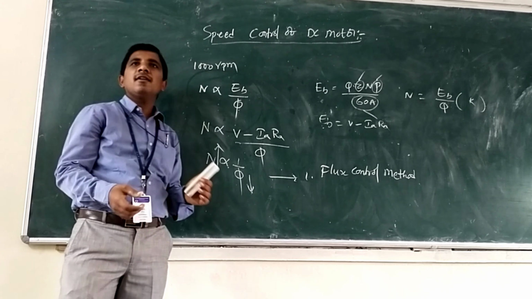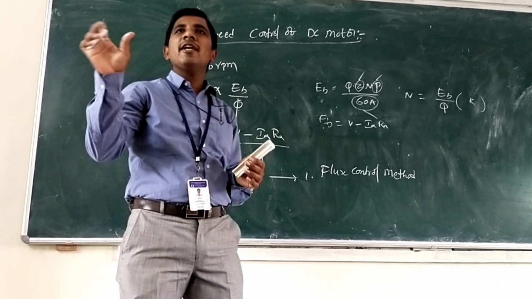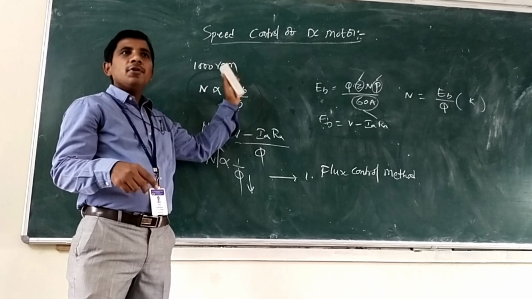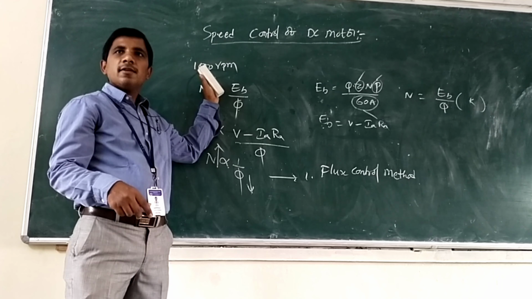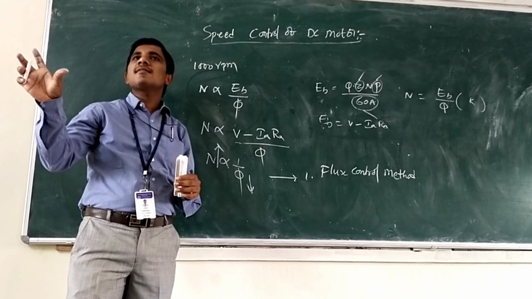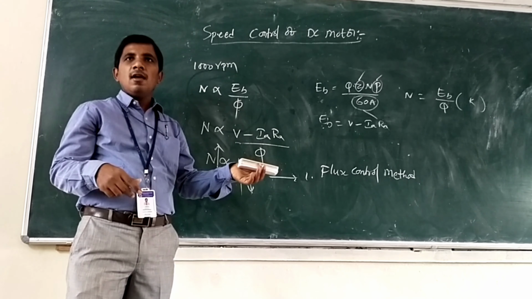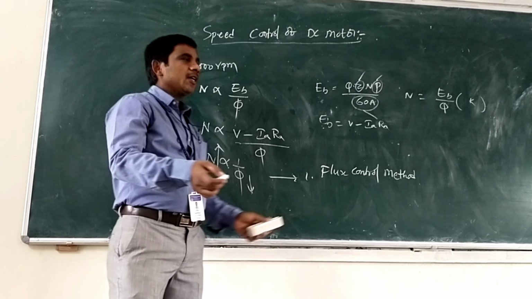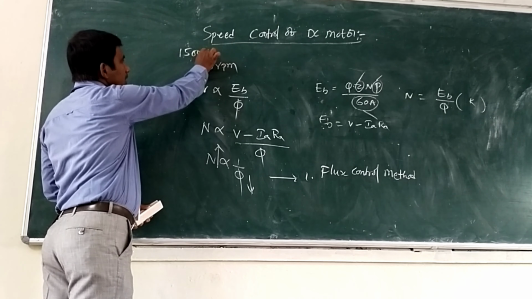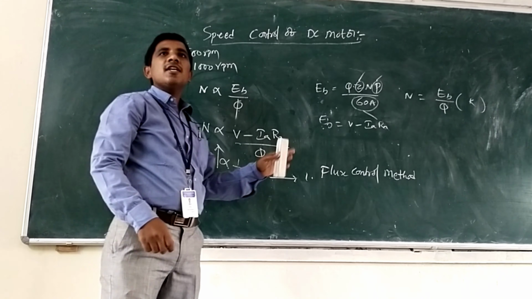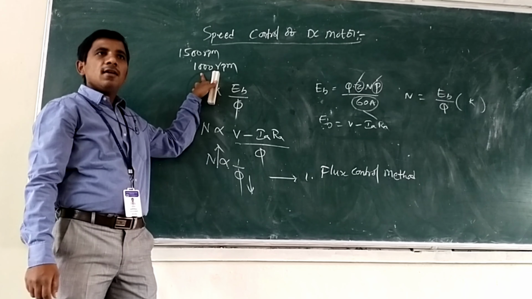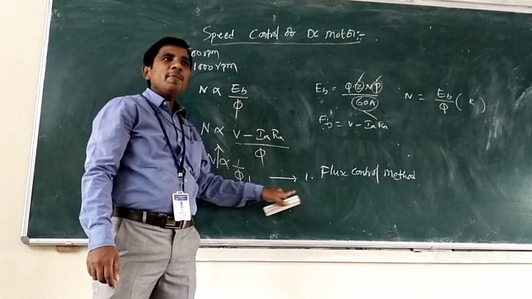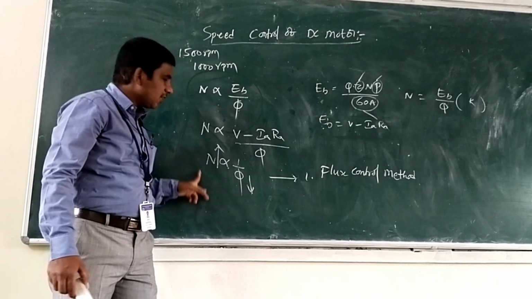What is meant by rated speed? For every motor, the manufacturer gives some rated speed. It is the maximum speed the motor can obtain at full load voltage. Beyond the rated speed, in some applications we require 1500 RPM. If you require more than 1000 RPM, then we go for the flux control method, which we derive from this equation.